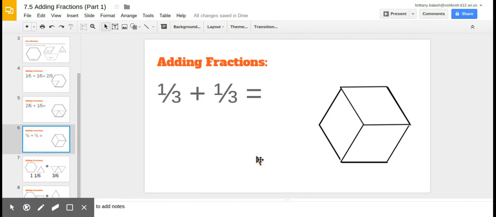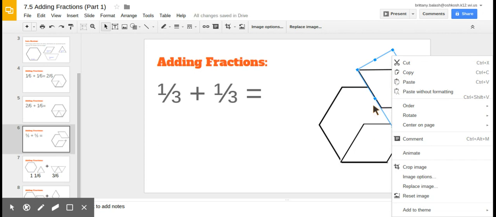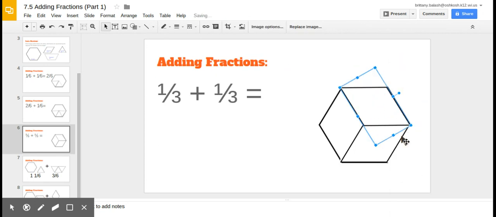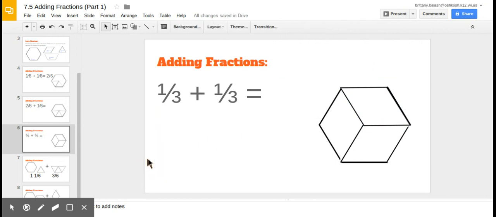Okay, next you're going to be adding thirds. So what would be 1/3 plus 1/3? Go ahead and fill that in on the question box.